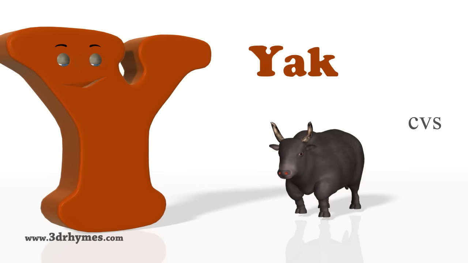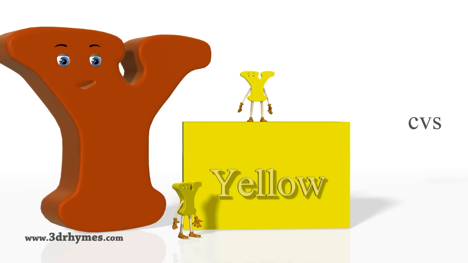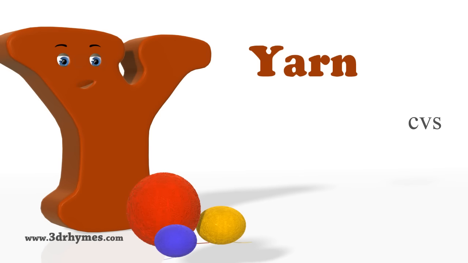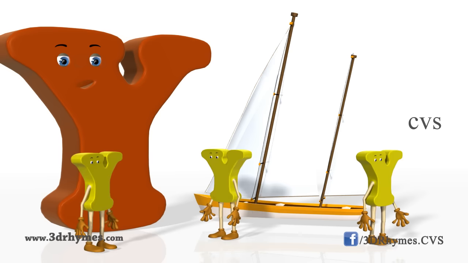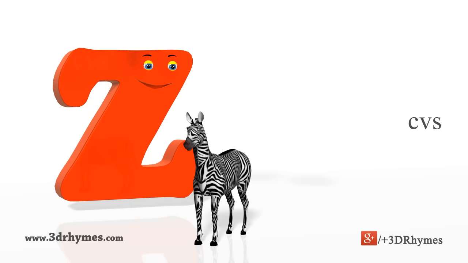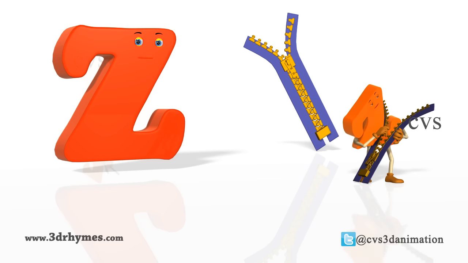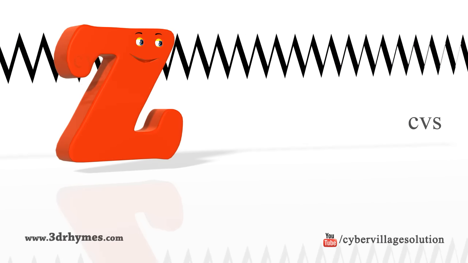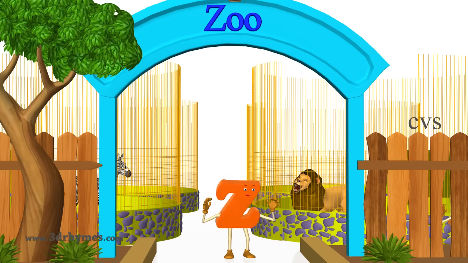Y for yak, Y for yellow, Y for yarn, Y for yacht. Z for zebra, Z for zip, Z for zigzag, Z for zoo.